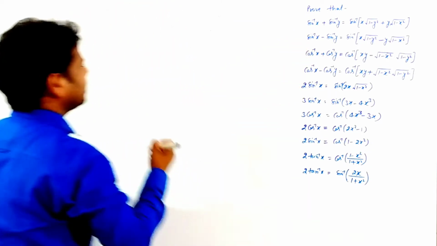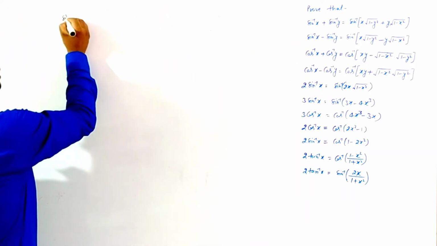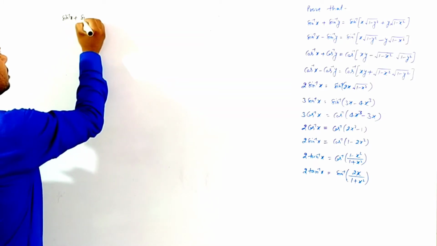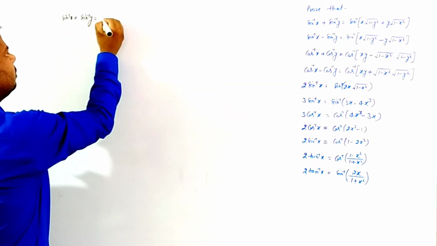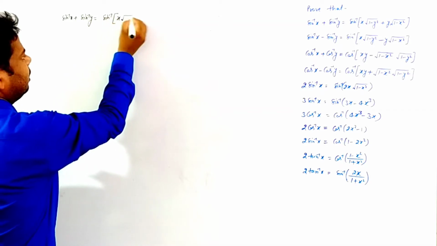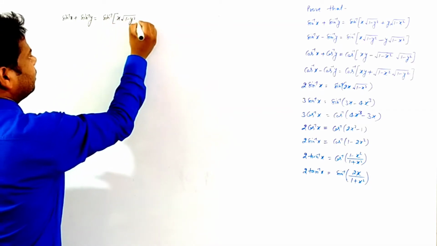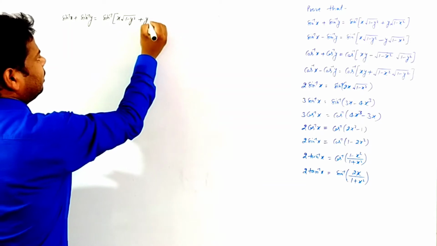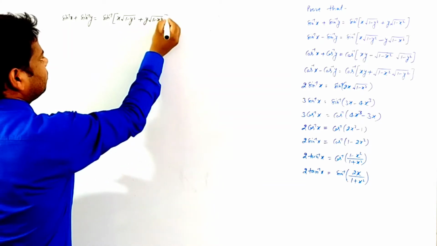First formula: sin inverse x plus sin inverse y is equal to sin inverse in bracket x under root 1 minus y square plus y under root 1 minus x square.